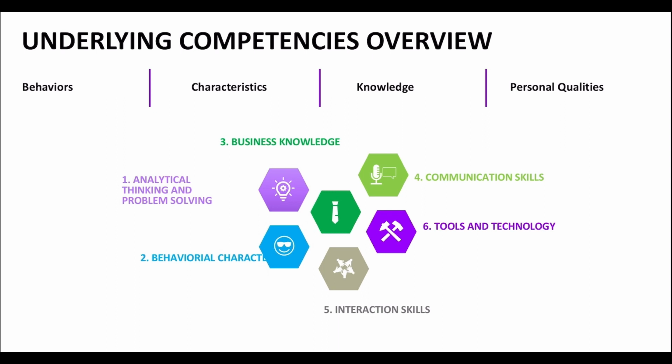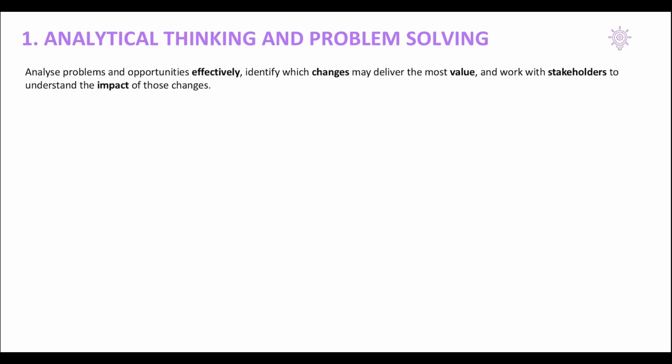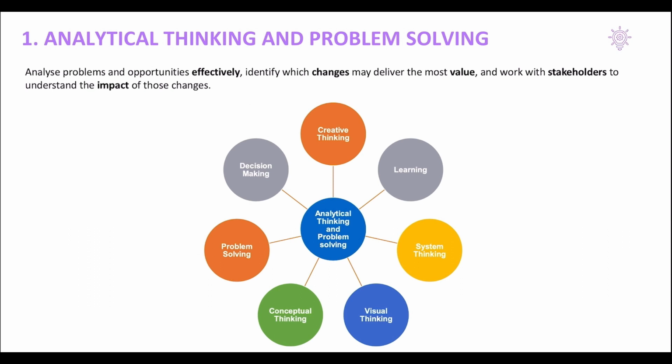So today we will talk about the first underlying competency, which is analytical thinking and problem solving. Basically, analytical thinking and problem solving relies on how we utilize opportunities effectively, how we identify which changes must be delivered, what is the maximum value that the stakeholders can derive from it, and also understand the impact it will have on changes. It comprises sub-competencies: creative thinking, learning, system thinking, visual thinking, conceptual thinking, problem solving, and decision making. We are now going to talk about each of these with some really fun examples.